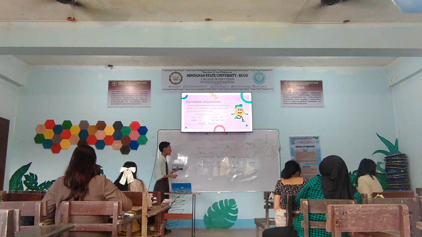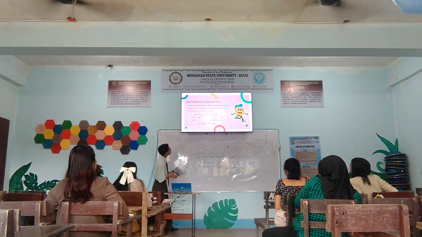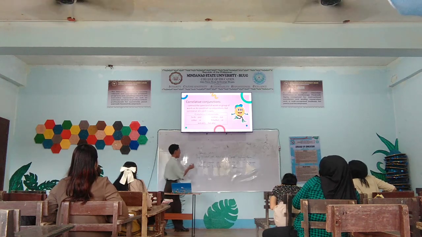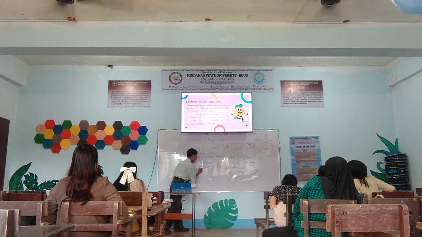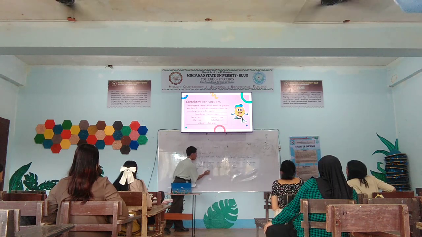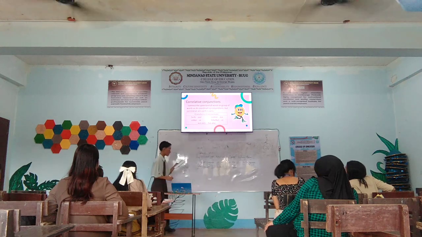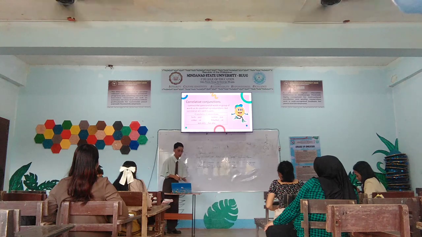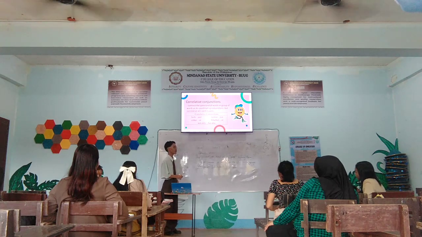Okay, can anyone point out where is the correlative conjunction? Either or. And what does it connect? It connects the pronouns you and I. You and I, yes. So can anyone give me an example of a correlative conjunction that connects nouns?